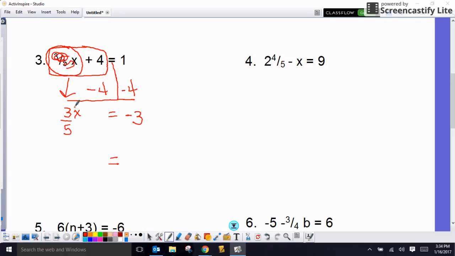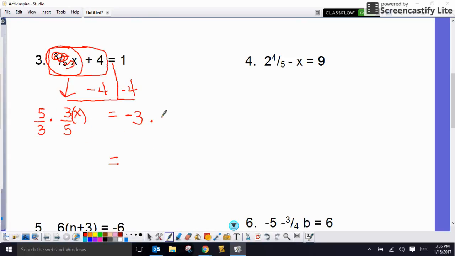Now here we go. So right here you can see that this fraction, 3/5, is being multiplied to x. So if I was to divide by 3/5, fraction divided by fraction, we solve by multiplying the reciprocal. Do you remember that? Even if you didn't, you could go back to your Interactive Notebook and look it up, or you can research it, you can Google it.